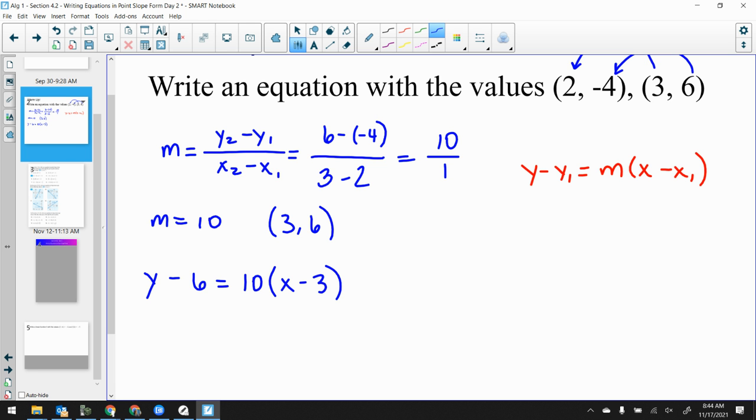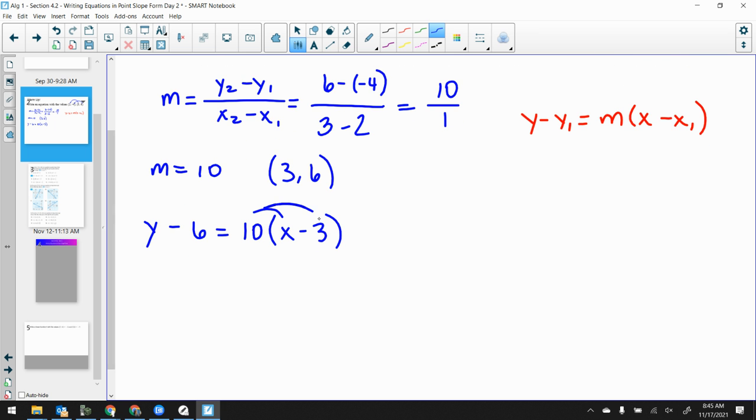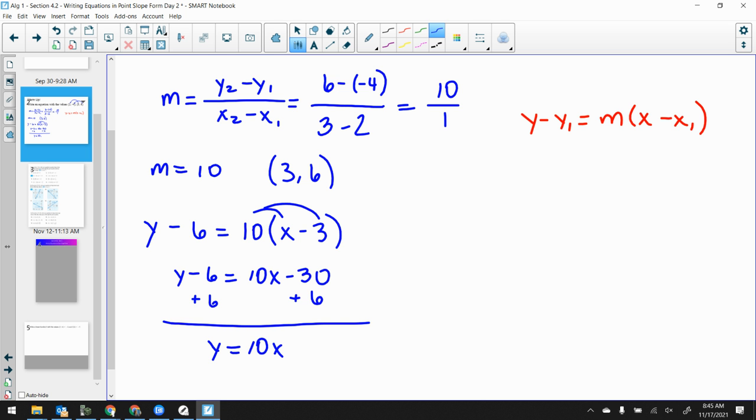That's really the only new part from yesterday. Because what do we do from here on? Just solve for y. Just get y alone, which, I mean, we've been manipulating equations all year. Distribute into 10. 10x minus 30. And then we add the 6 to get y completely alone. So y is equal to 10x, and then negative 30 plus 6 is a negative 24. So minus 24. That's my equation.